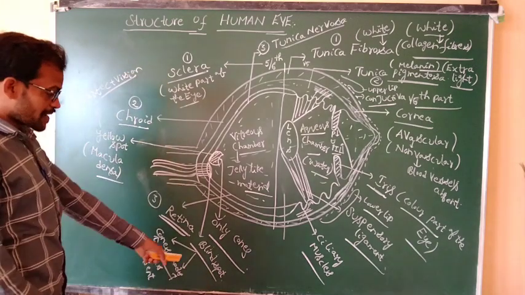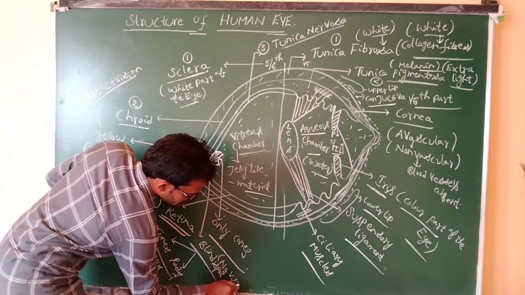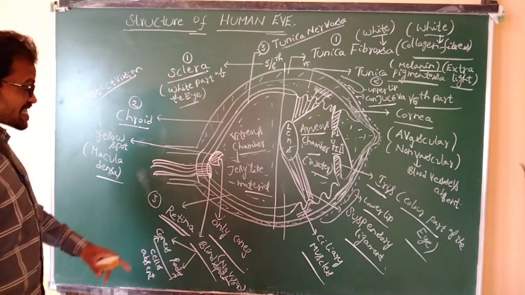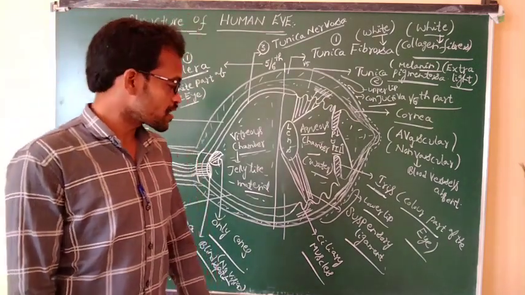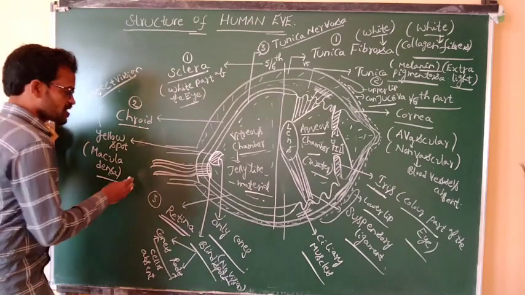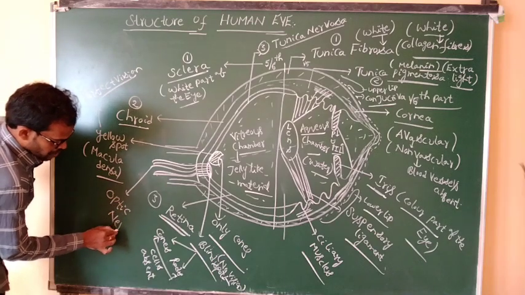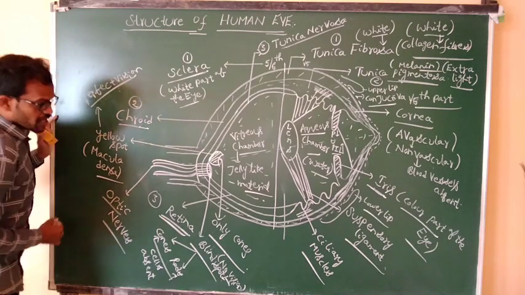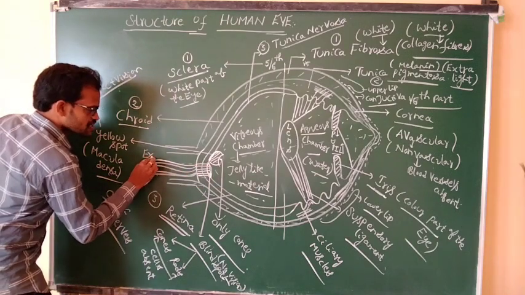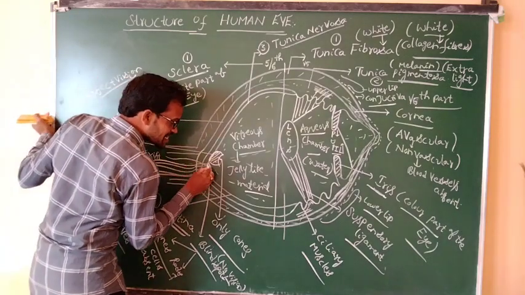They are helpful for perfect vision. But here, no vision. The blind spot, no vision, because cone cells and rod cells are absent. In the blind spot, the neurons exit outside. These neurons are nothing but optic nerves. If you observe the blind spot, the neurons exit, and the blood vessels enter.